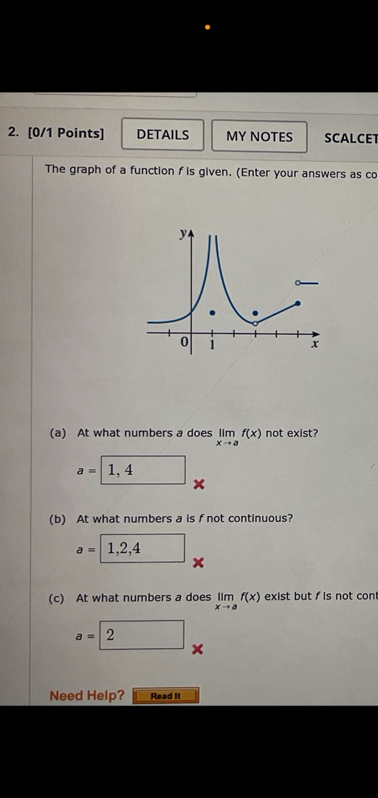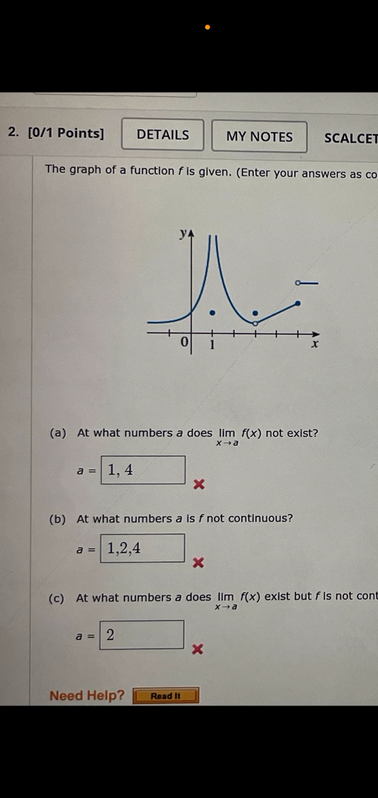And then part B says, at what numbers a is f not continuous? So continuous is what we mentioned in one of our previous videos, where the stipulations for a function to be continuous are that the limit from the left equals the limit from the right equals the value at the point. So that means that if it's continuous, there's no holes or gaps or breaks. So we have a hole. So where is it?